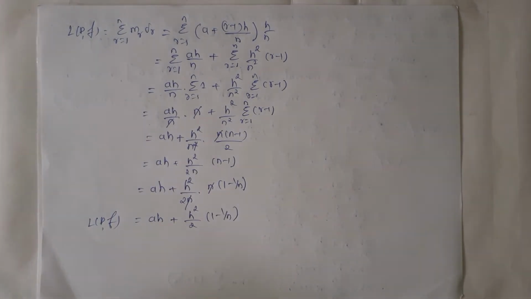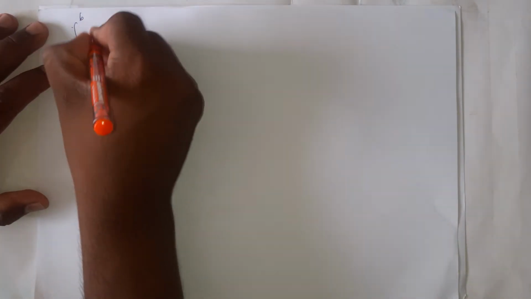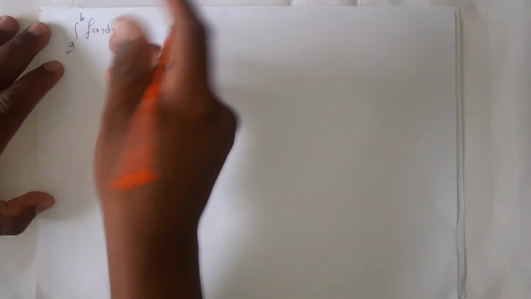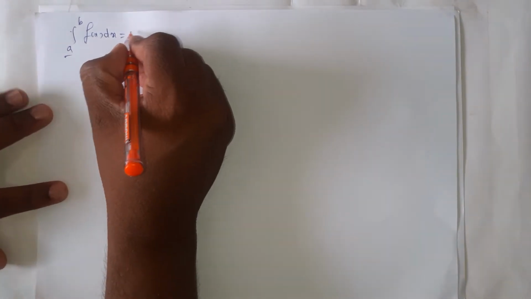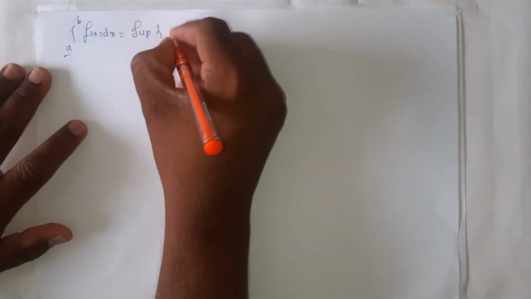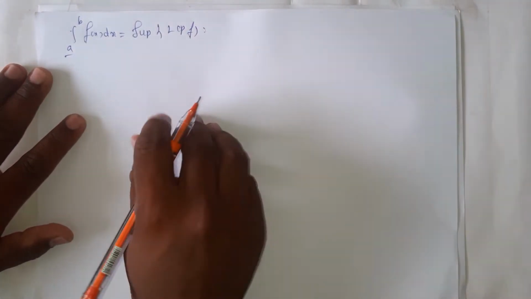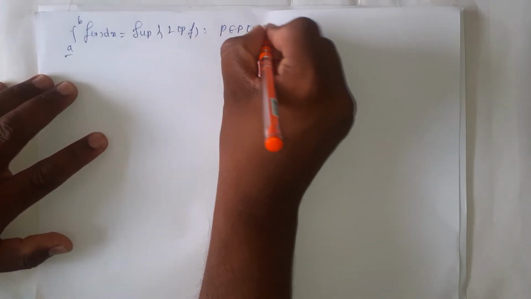Now we got LPF as well as UPF. Then by using these two we can find the lower Riemann integral and upper Riemann integral. So let us find the lower Riemann integral, that is equal to integration over bar a to b f of x dx. So here by the definition of lower Riemann integral we can write this one as supremum of LPF. So this is the supremum of all lower sums, where P is the partition of the closed interval AB.